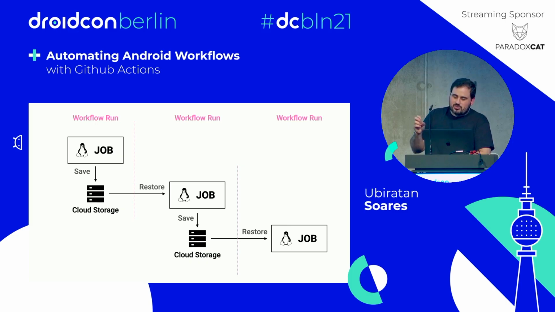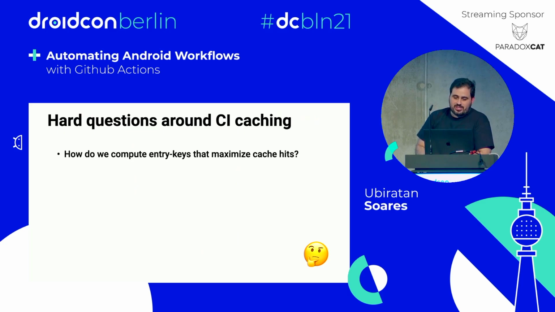Not actually implement, you need to realize how to do it to have that memory, right? Which means that probably we'll have some cloud storage in place where we save, let's say, the state of the build, and when the next workflow kicks in, or when the next job kicks in, I restore that particular build state, so I can make the most of the Gradle caching, right? Why is that hard? We have a couple of hard questions, like, how do we define the entry keys? How do we compute the entry keys, right? Entry keys that will maximize cache hits.